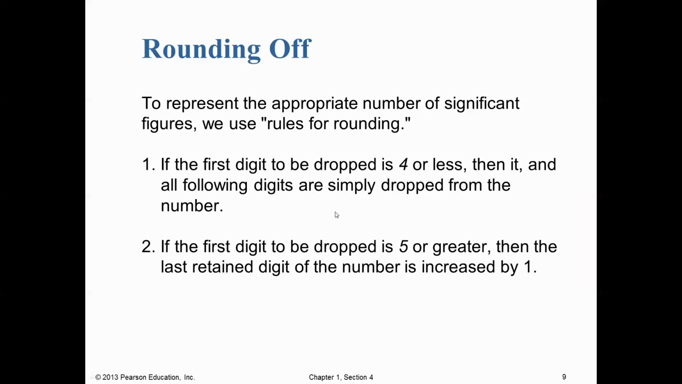So we mentioned before that we might have to round off extra digits from our answer given by the calculator. We're going to use standard rounding rules here. The first digit that we're going to drop, if that digit is 4 or less, then we're going to simply keep the numbers out in front. If the first digit to be dropped is a 5 or greater, then what we have to do is round up.